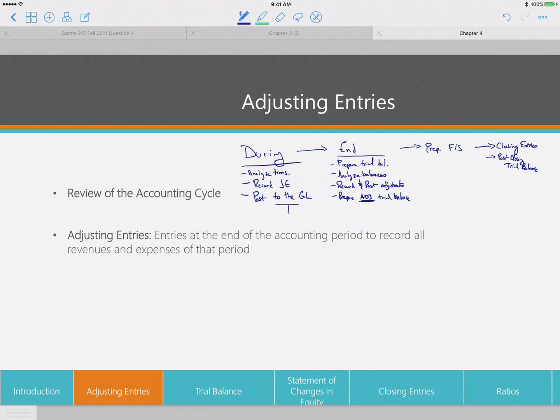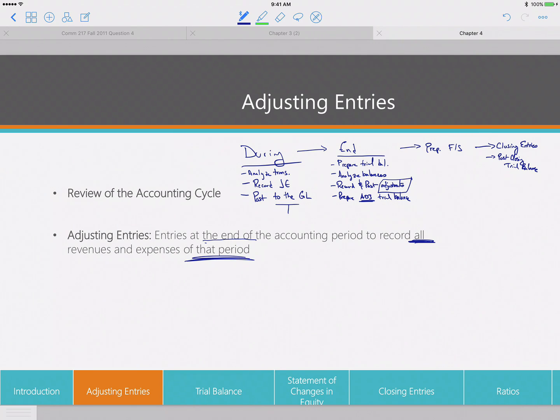So first what we're going to do is talk about what the adjusting entries are. Adjusting entries are entries that we do at the end of the accounting period. It's very important. These are only done at the end of the period, and the purpose is to record all the revenues and expenses of that period.